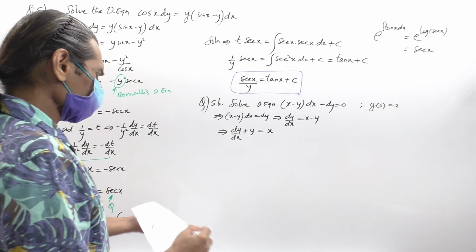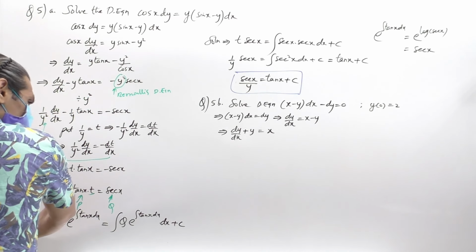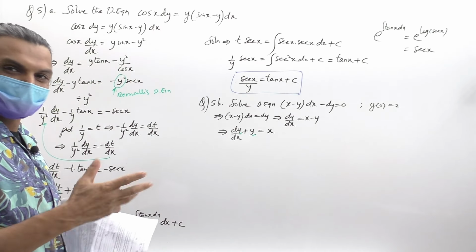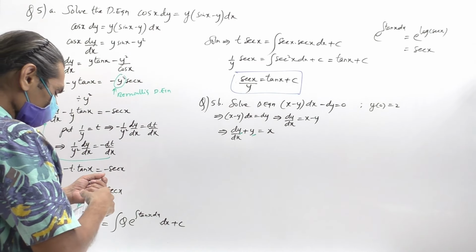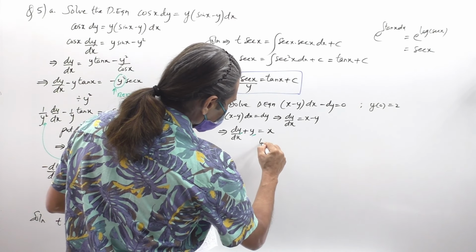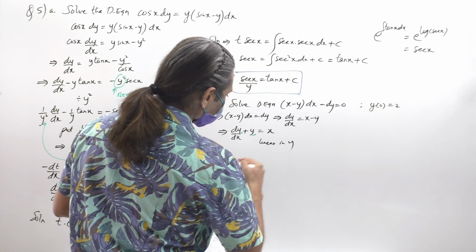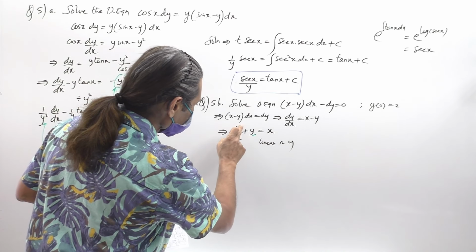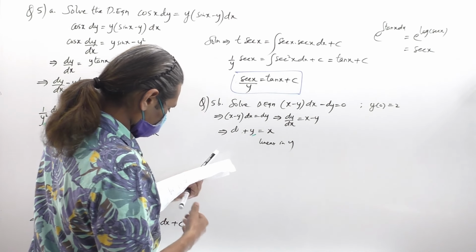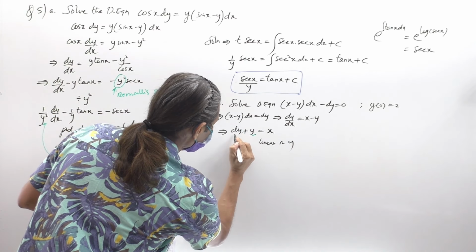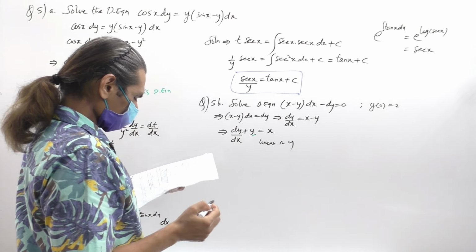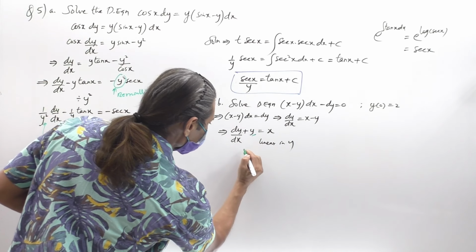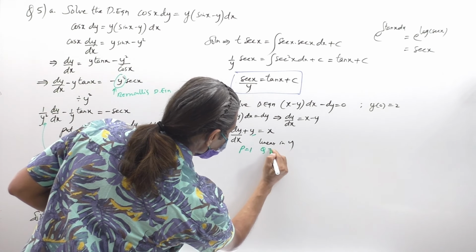Such a simple question. It's linear in y. See here, the y term is linear in y, and dy by dx is neatly here. So once it is linear in y, see what p is here: p is 1 and q is x.